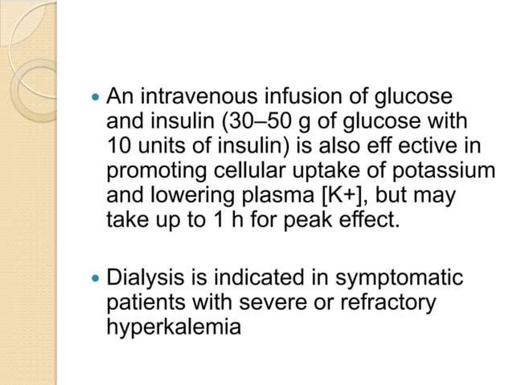An intravenous infusion of glucose and insulin, 30 to 50 gram of glucose with 10 units of insulin, is what we call a neutralizing drip. It is also effective in promoting cellular uptake of potassium and lowering the potassium. All the potassium by insulin will go intracellular, and extracellular will be less, but it may take about 1 hour for peak effect. Dialysis is indicated in symptomatic patients with severe hyperkalemia. If by medication we are not able to correct hyperkalemia, then the ultimate is dialysis.